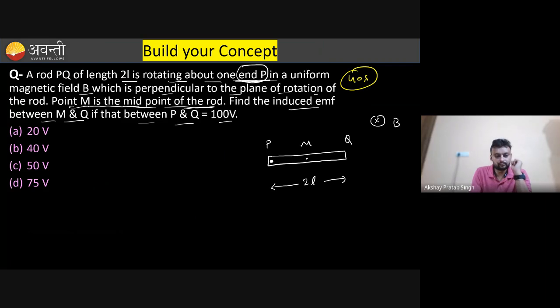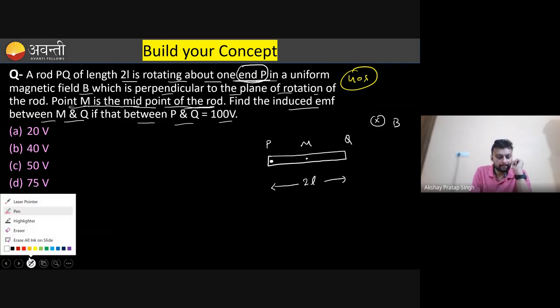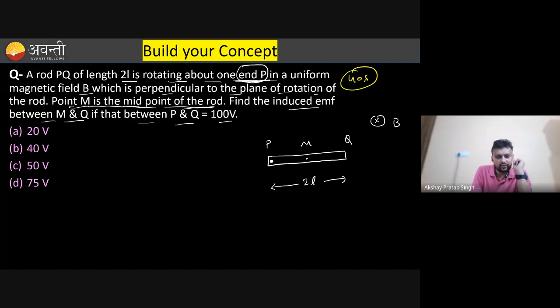Now, there are various ways to solve the question, out of which I am doing a very simple way. What will be the EMF induced in the PQ part? That is half B omega length square. The length is 2L, that means 4L square. And this value is given as 100 volt. Let it be equation number 1.